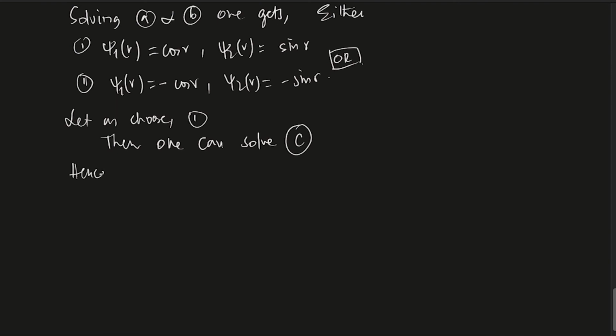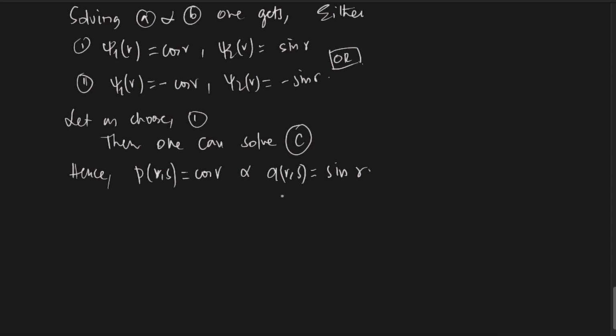Hence, P of R, S is cosine of R, and Q of R, S is sine of R. Is it clear? Why? Because P prime is the derivative with respect to S. P prime is 0, so P is independent of S. P at the point R0, at S equals 0, is cosine R. So for every S, P is cosine R, and similarly for Q.